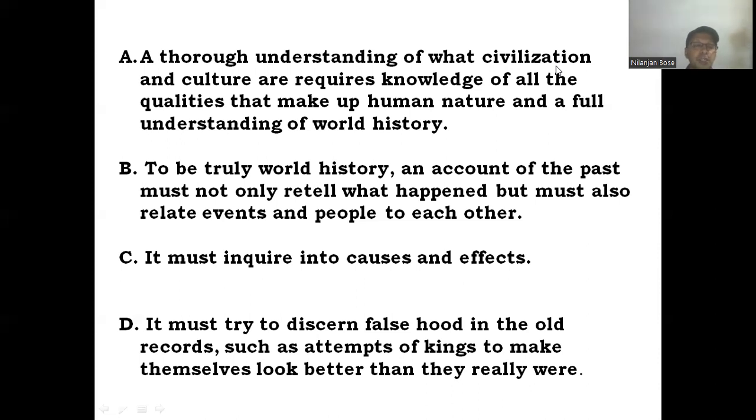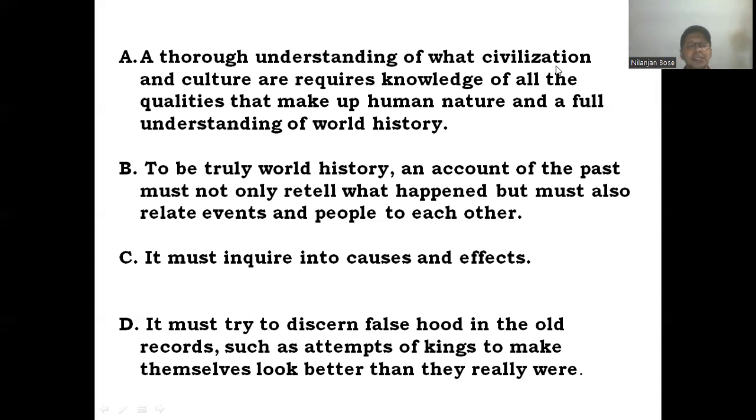Now moving to D: it must try to discern falsehood in the old records, such as attempts of kings to make themselves look better than they really were. Once again, the first word that is very, very important is it, and it is a pronoun, and it replaces, once again, truly world history. And it is talking about the feature as well. It must try to discern falsehood in the old records, such as attempts of kings to make themselves look better than they really were.